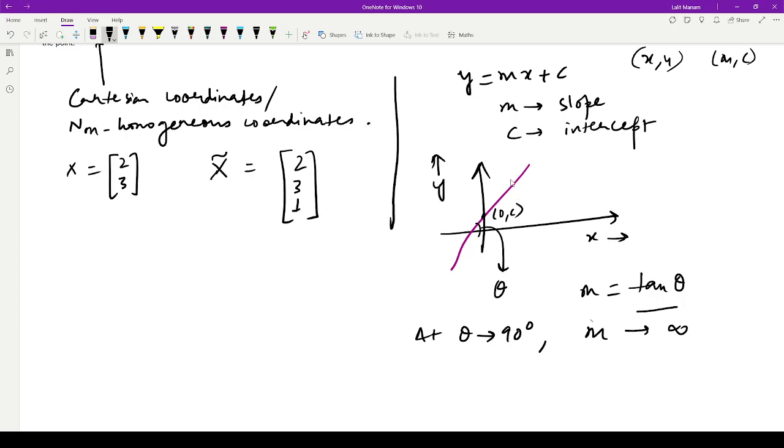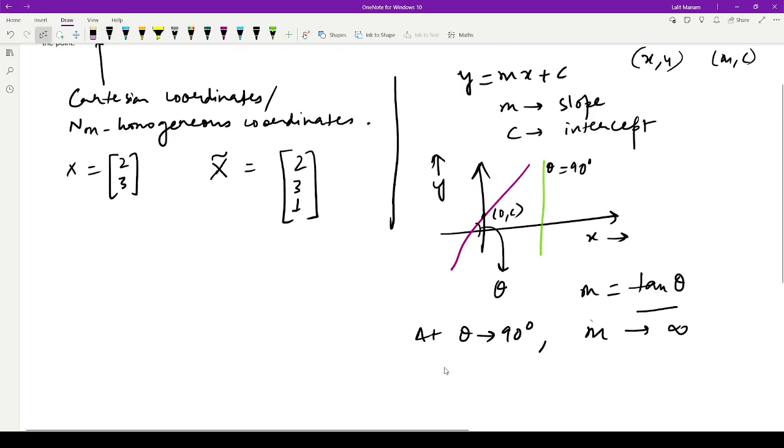Now, geometrically, we understand that this line has theta as 90 degrees. This line is parallel to the y-axis. But when you write it algebraically, you see that m goes to infinity. That means you cannot determine a value of y, right? So how to solve this problem?